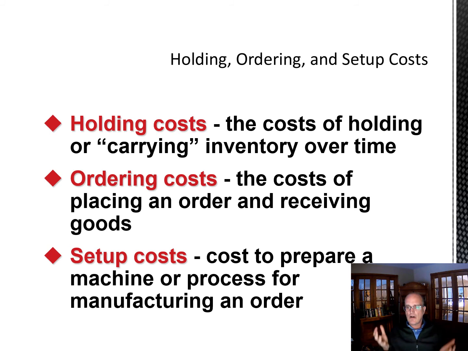And so our objective in inventory models is to balance holding costs and ordering costs. The third cost on this page is setup costs. Setup costs are similar to ordering costs, but they are more in a production context. Here you're saying it's the cost of placing an order and receiving the goods. Here it's the cost of preparing a machine or process for manufacturing an order. So these are similar. We try to balance, again, setup with holding costs, or ordering costs with holding costs.